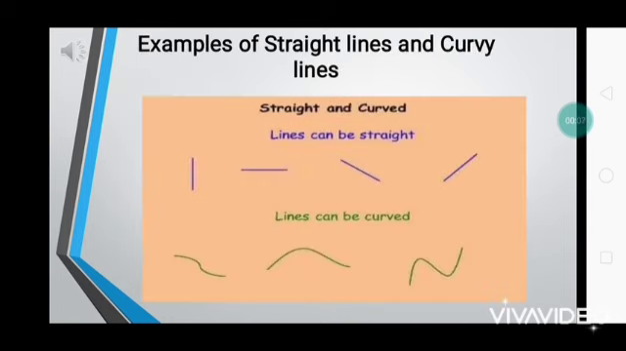So, examples of straight lines and curvy lines. As you can see in the picture, the examples of the straight lines are horizontal lines, vertical lines, and parallel lines. And the next is the example of the curved lines. Those are lines that are waving.